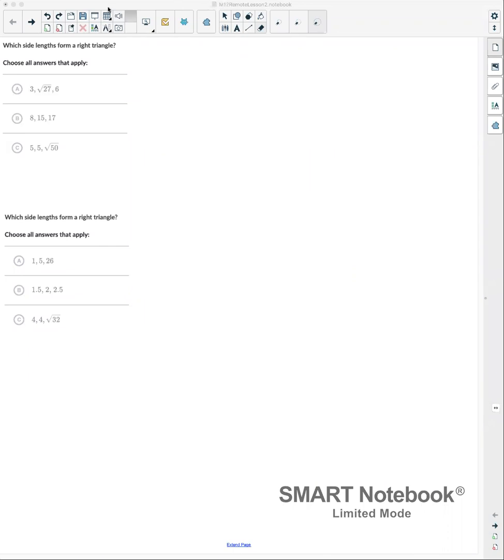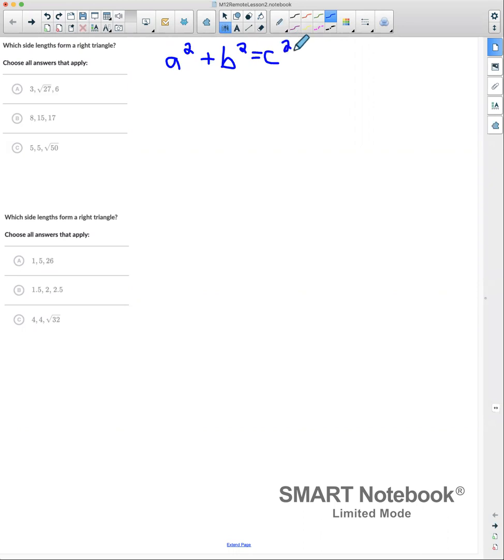Okay, so the first one says, which side lengths form a right triangle? In this case, if it forms a right triangle, we should see the Pythagorean theorem. So a squared plus b squared is equal to c squared. Which side lengths form a right triangle? Choose all answers that apply.